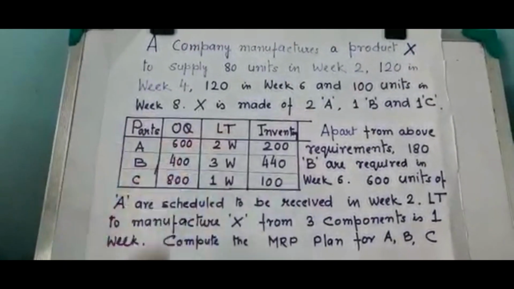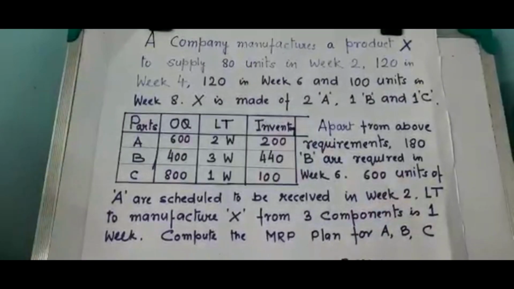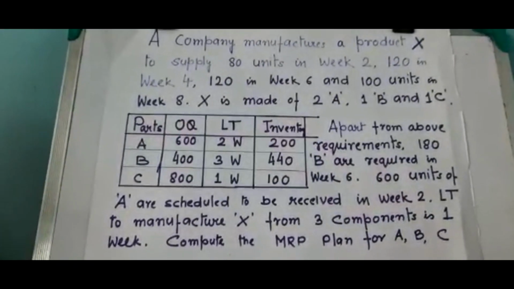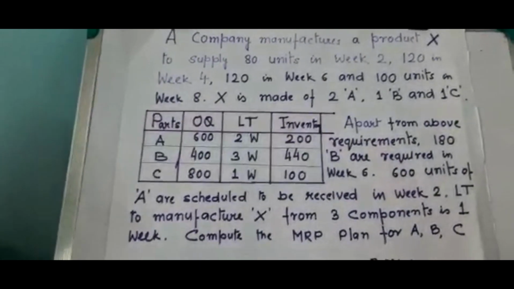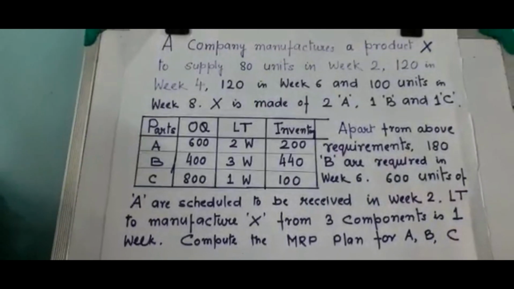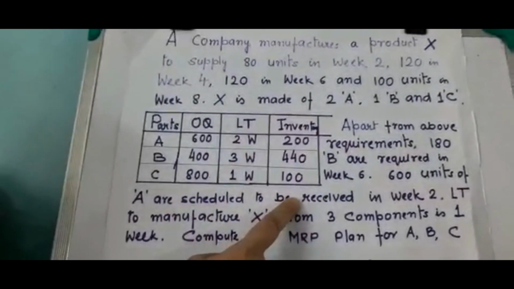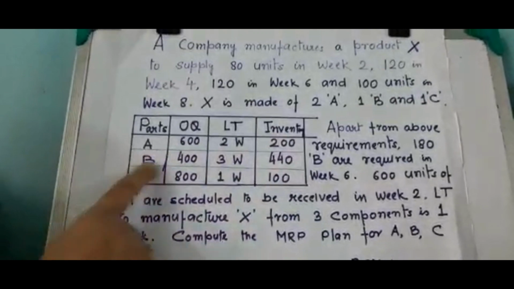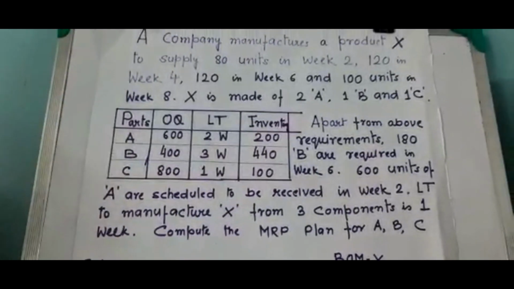Now this is lead time, the lead time of procurement. For A, it is 2 weeks. So 2 weeks is the lead time of procurement for A, 3 weeks for B and 1 week for C. And the inventory given in the inventory status file, those figures are shown here. Presently we are having an inventory of 200 units of A, 440 units of B and 100 units of C. This is given in the problem.